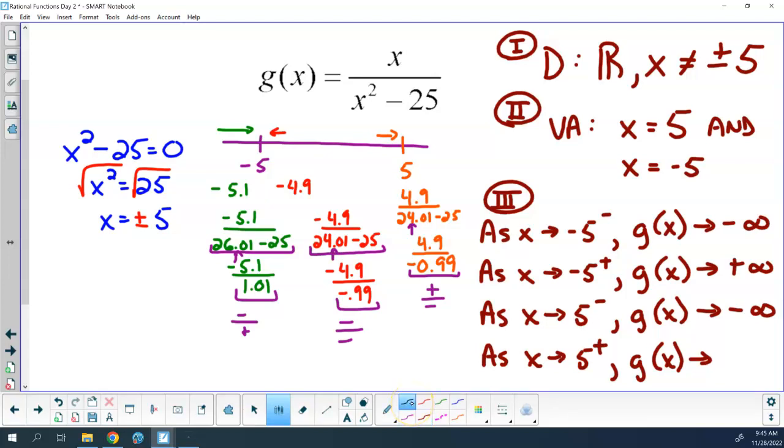And then lastly, we're going to come in here on this side, and that's going to be like 5.1 divided by 26.01. It's the green one, minus 25. So now we've got a positive 5.1 divided by a positive, going to be an even smaller and smaller and smaller number. Positive divided by a positive is going to be positive.